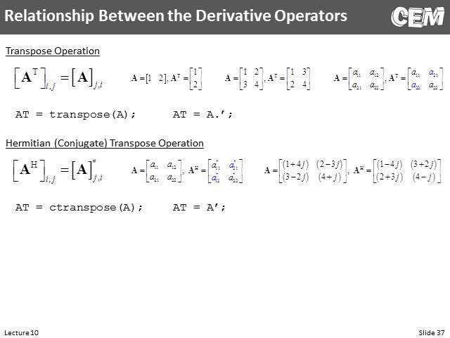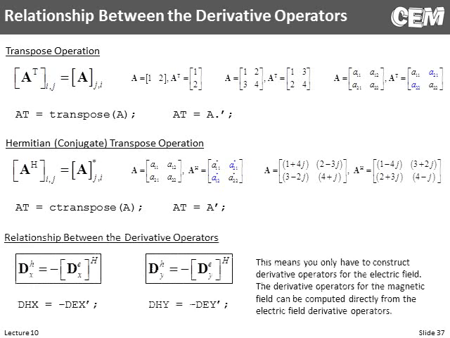So here's the useful thing. The derivatives for the electric fields and the derivatives for the magnetic fields are related through this Hermitian, or the complex transpose. And in fact, all you have to do is construct the derivative operators for the electric fields, and you don't have to do it again. You can just readily calculate the same derivatives for the magnetic fields.